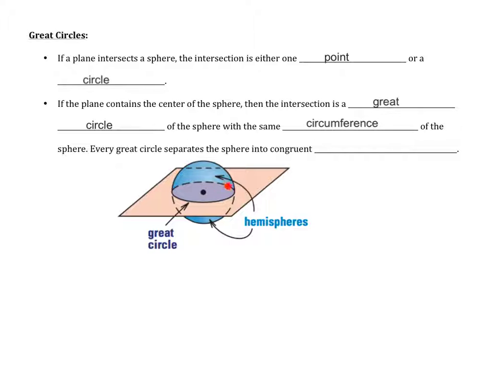And that great circle would have the same circumference as the sphere itself. Every great circle separates the sphere into two congruent hemispheres. And this word should be familiar to you because we have the northern hemisphere and the southern hemisphere, and we have the eastern hemisphere and the western hemisphere. So again, a great circle cuts a sphere into two congruent hemispheres.